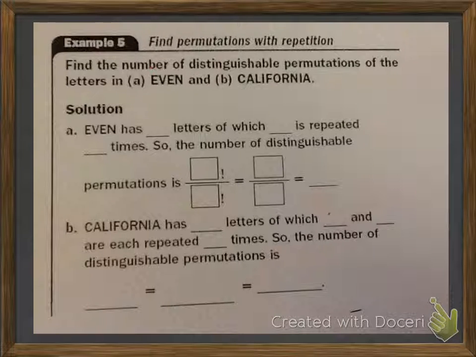My last example, example number 5, is a problem where we will have to use our distinguishable permutations formula. It says find the number of distinguishable permutations of letters in the word even and California.